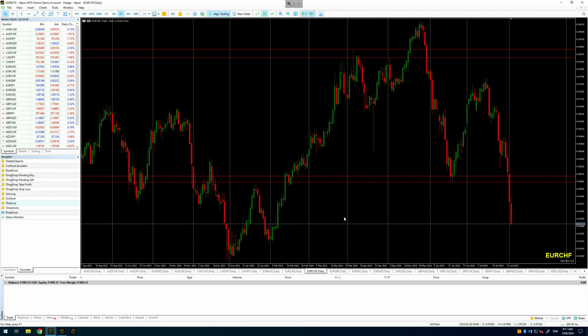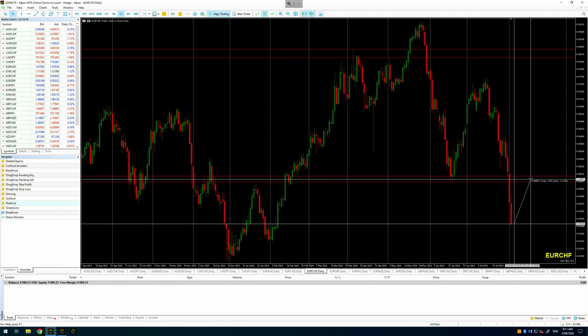Euro Swiss, this one, as with a few other pairs, has crashed straight through our support zone this week, and we're looking at it now to flip the zone and return back to this area. And in this case, if it does bounce in here, we'll be looking at taking this one short.